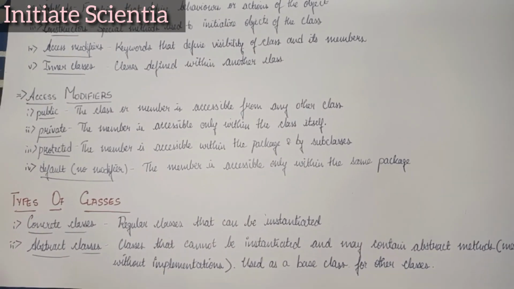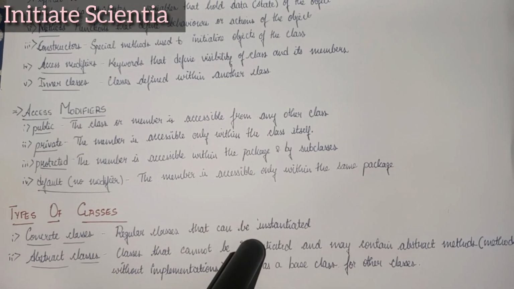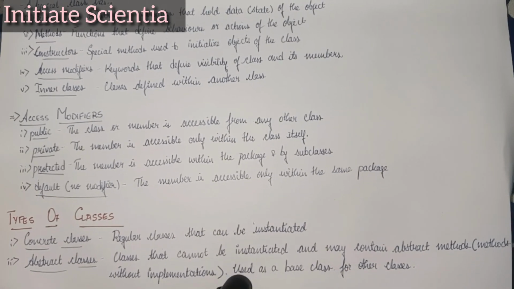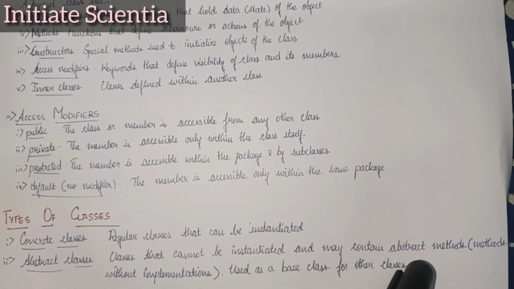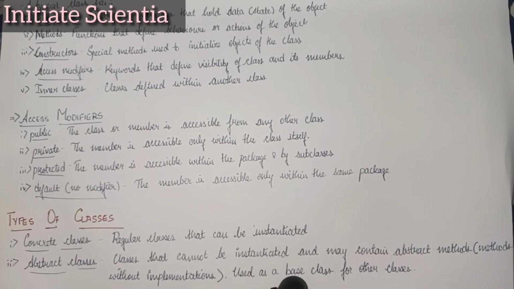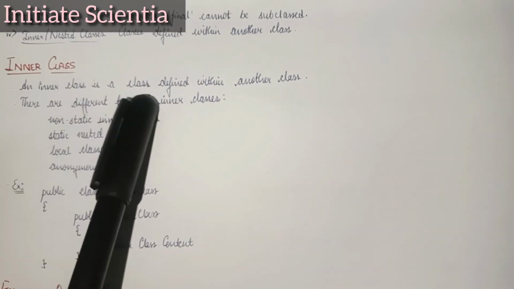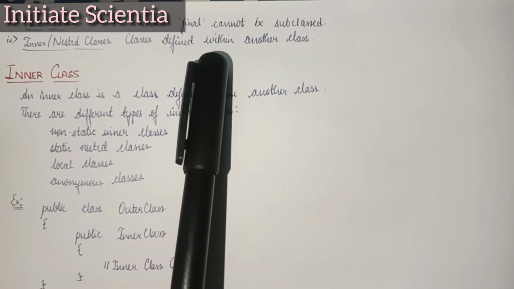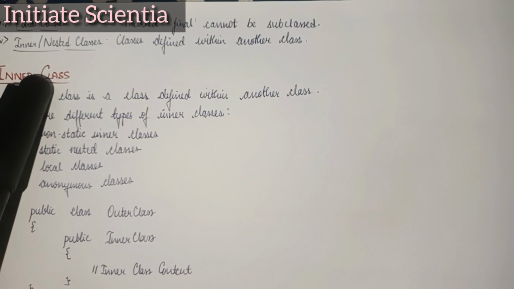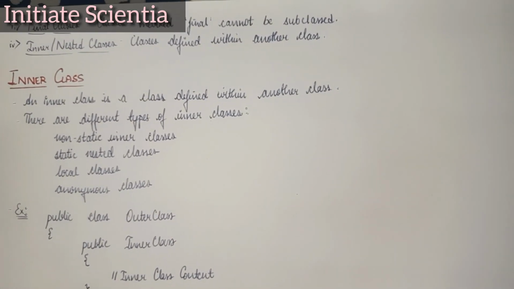Next, types of classes. Concrete classes are regular classes that can be instantiated. Abstract classes are classes that cannot be instantiated and may contain abstract methods, which are methods without implementation. It is used as a base class for other classes. Next is final class. Classes that are marked as final cannot be subclassed. Inner or nested classes are classes defined within another class.